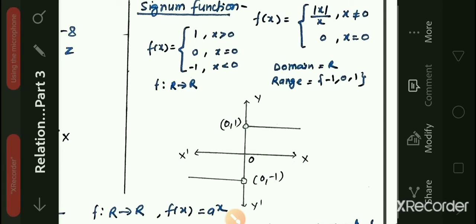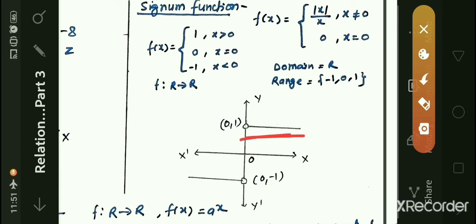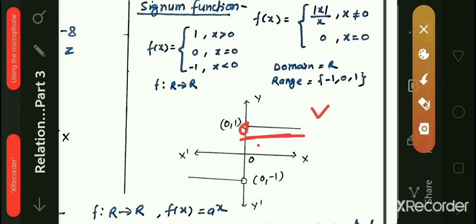you can see that at this point there is a continuous line, when x is 1, more than 0. And when x is 0, you will get y as 0. So this is the point. The highest value of f(x) is 1, and the lowest value of f(x) is -1. So this is the graph.